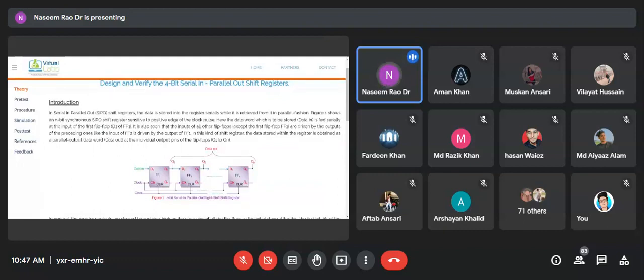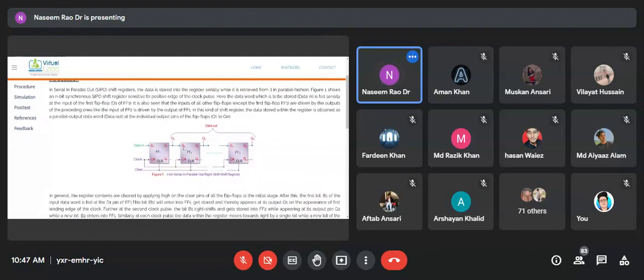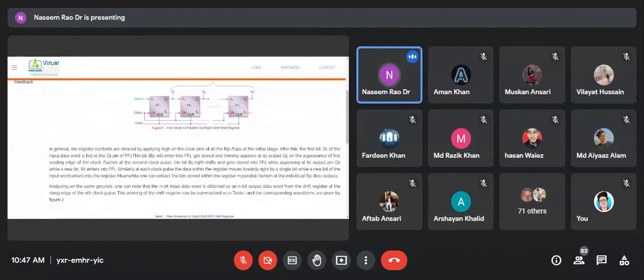In this kind of shift register, data stored within the register is obtained as a parallel output data word, with an individual output pin on each flip-flop. So this is an n-bit serial-in parallel-out right shift register. You can see here data in, clock and clear, then FF1, FF2, and these are the output words. In general, the register is cleared by applying high on the clear.